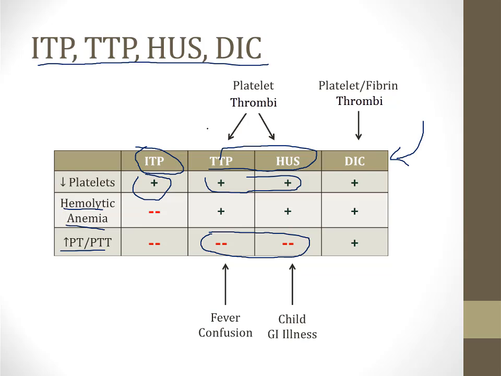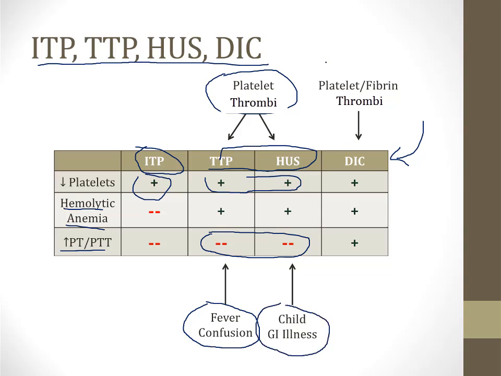Remember that the thrombi that form in TTP and HUS are platelet-rich thrombi. This is why the platelet level gets low, but coagulation factors do not get consumed. Then also remember that TTP has fever and confusion, which is usually not present in HUS, and then also remember that HUS will usually occur in a child following a GI illness.